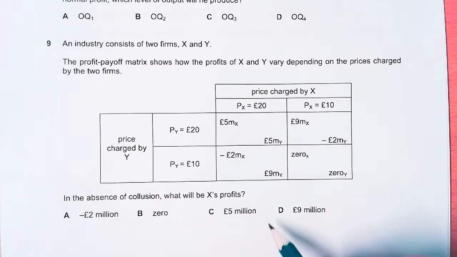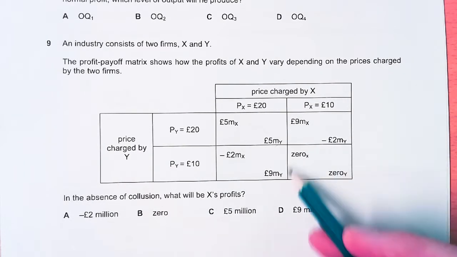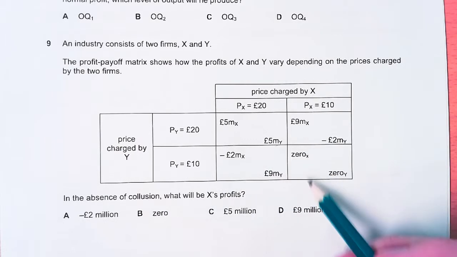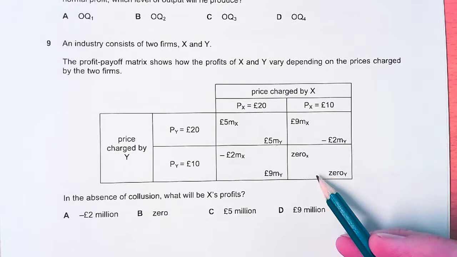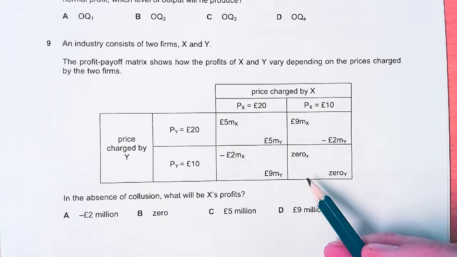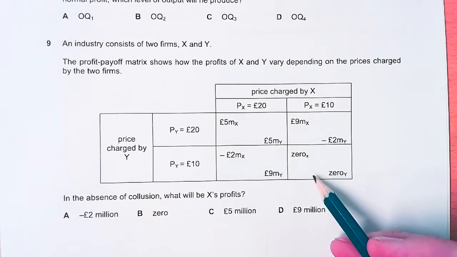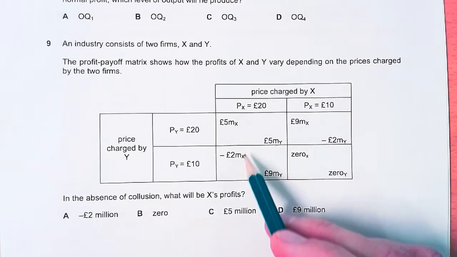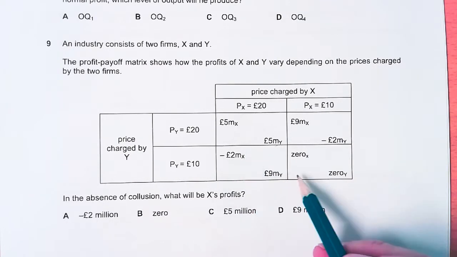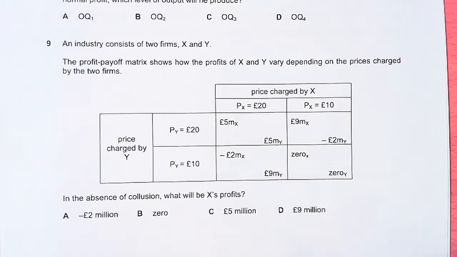Okay, this would actually be as well a Nash equilibrium, because neither firm has an incentive to move away from this pricing decision of £10, because in doing so, say if X increased their price to £20, then we can see they make a loss of 2 million. Likewise for Y. So that would be a stable market outcome here.